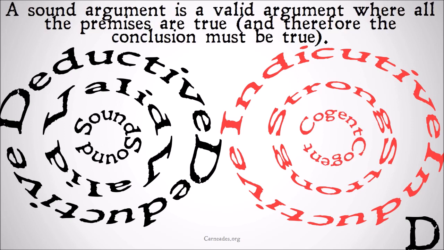So a sound argument is a valid argument where all the premises are true, and therefore the conclusion must be true. A deductive argument is the type of argument that says that the premises imply the truth of the conclusion. A valid argument is an argument where, in fact, those premises do imply the truth of the conclusion. There's no possible world in which the premises are true and the conclusion is false. And a sound argument is one in which the premises of that argument are actually true, and therefore the conclusion must be true because it's also valid.